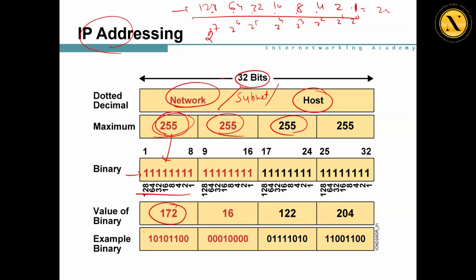Can you convert a decimal into binary? Or can you convert a binary into decimal? Yes, we can. Yes or no, everybody?